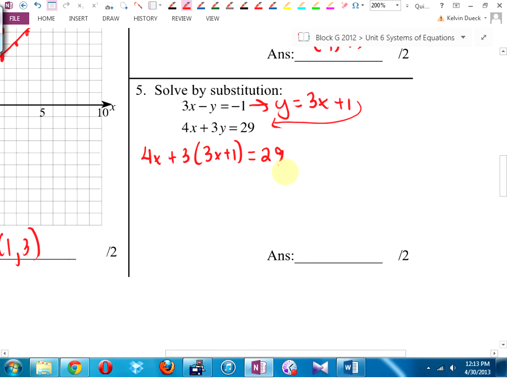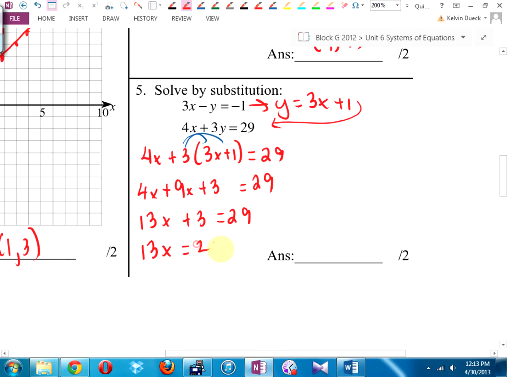We call this the substitution method because you're substituting one equation into the other equation, but you've got to get a letter by itself first. Now what? No fractions, but expand and gather like terms. So I'm going to get 4x plus 9x plus 3 equals 29. I'm going to get 13x plus 3 equals 29. I'm going to get 13x equals 26. I get x equals 2.